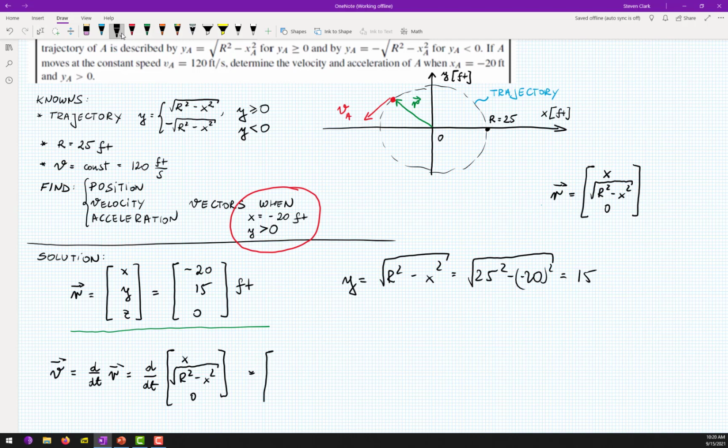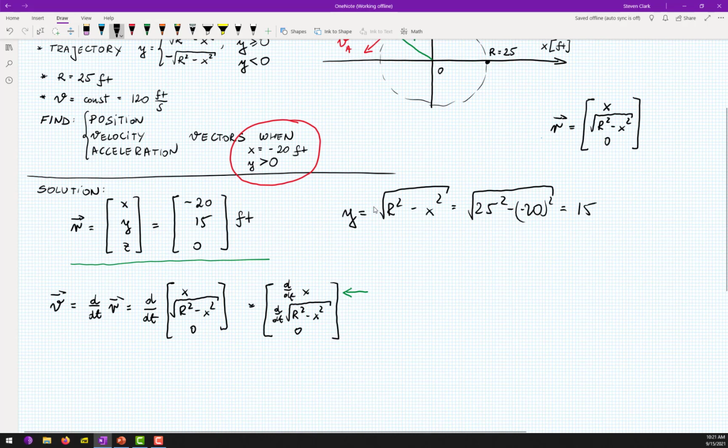In order to find our components, we have to do d/dt of x, d/dt of square root of r squared minus x squared, and 0, and this is done. We have this for free. So let's start from the beginning and find this component. Guys, can anybody tell me what this is? dx/dt. How much is that? Anybody? Yes, the first time derivative of the x component of position.